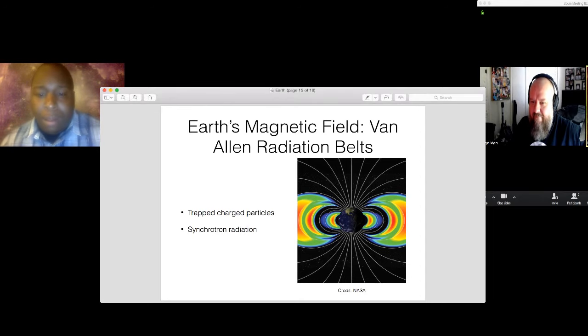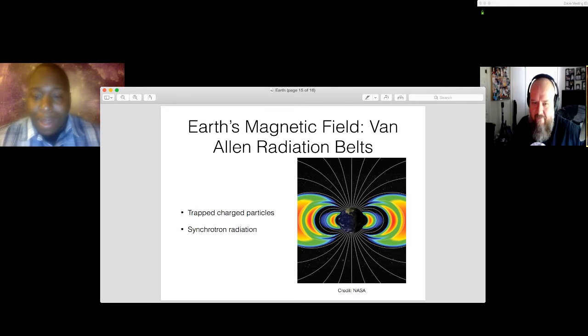Another key thing about our magnetic field is that it has the ability to trap charged particles. Typically, these charged particles come from what's known as the solar wind, which is another topic that we will be talking about in the future. The regions in which these charged particles are trapped are known as the Van Allen radiation belts. They're known as radiation belts because these trapped particles are emitting light due to the synchrotron radiation process.